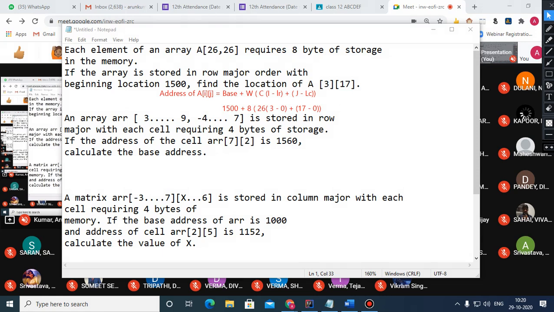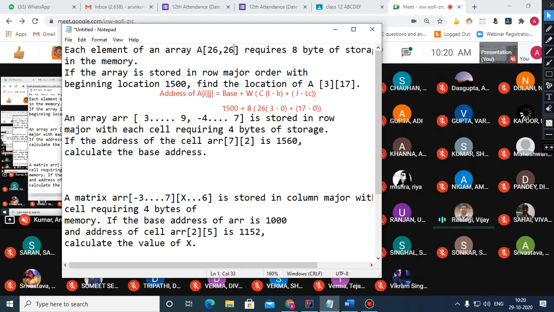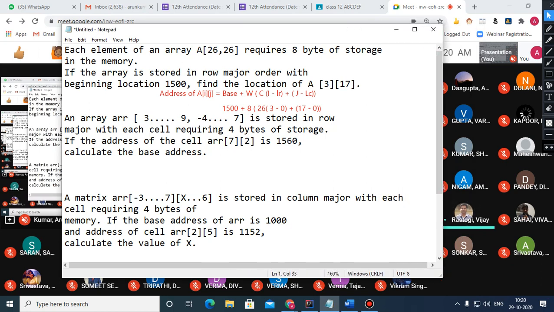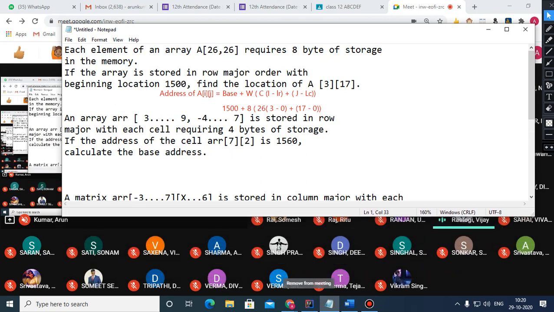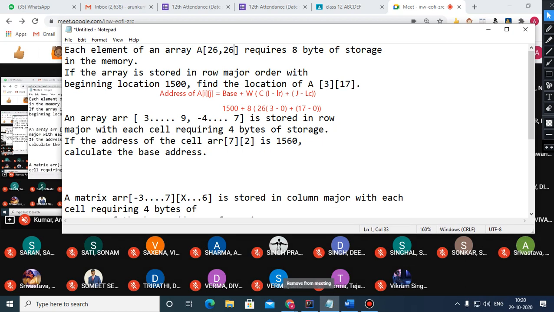Yes, any doubt? Parv Pandey, Vivan Sahai, Nikhil Dulani, Varun Gupta, Tejas Verma, Aman Sharma, Sonam Sati.